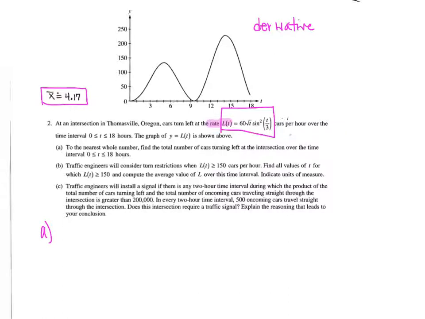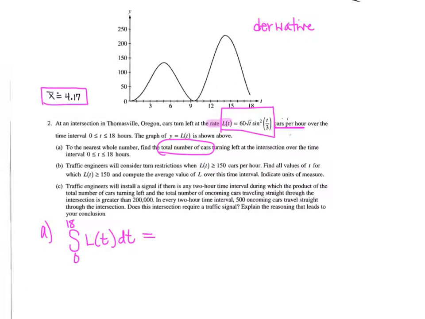So letter A says, to the nearest whole number, find the total number of cars. This L of t is cars per hour. Find the total number of cars turning left over the time interval 0 to 18 hours. So to find total cars, we're going to take the integral of L of t from 0 to 18. This is cars per hour. This is hours. So when we find this, we end up with cars.